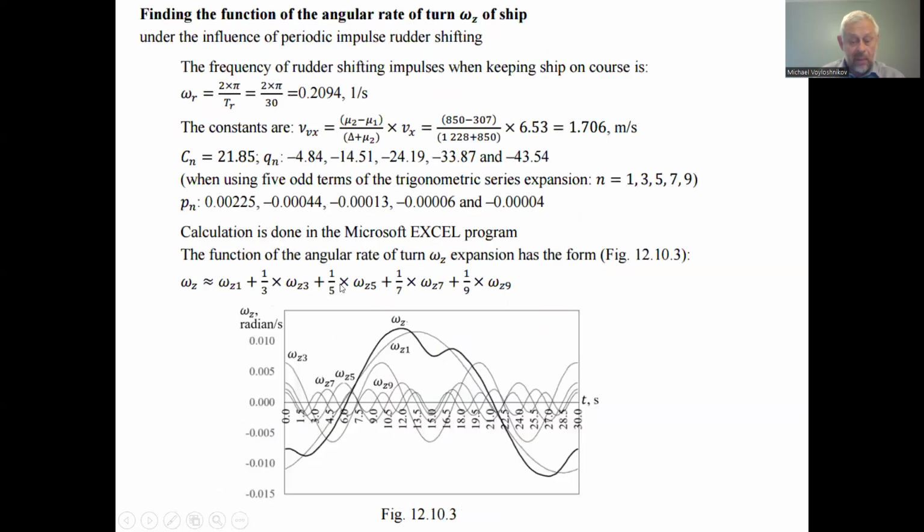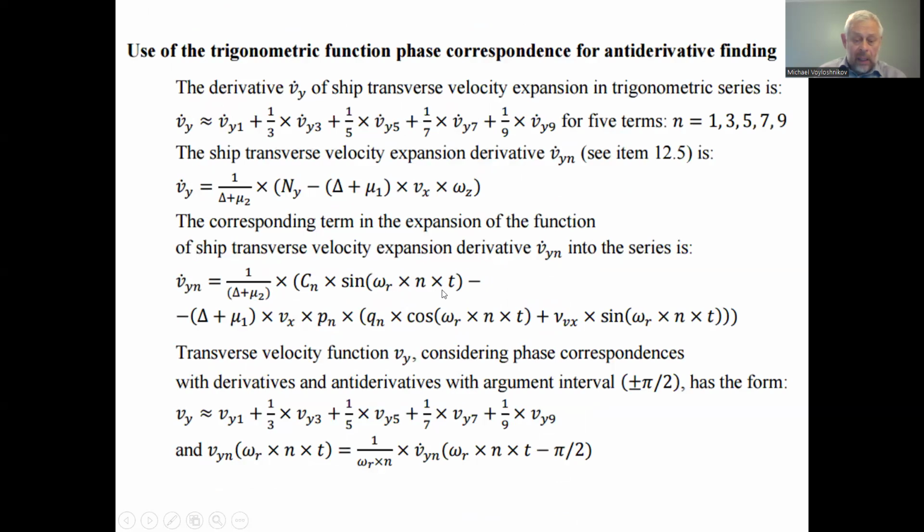We have here the first summand. Next we have delta, the displacement of the ship, plus the added mass of the water when the ship moves with acceleration in water along the abscissa axis. Yes, we have the constant longitudinal velocity of the ship. We have next all that we have. This is the expansion of the angular velocity into the Fourier series, just one term. So term number n of the transverse force, term number n of the expansion of the angular velocity.